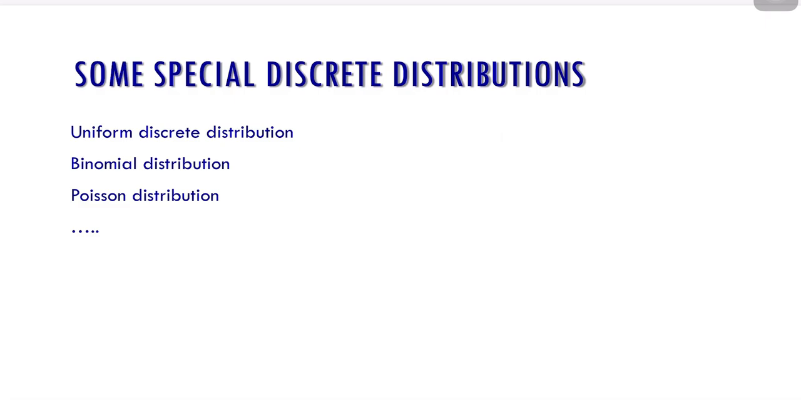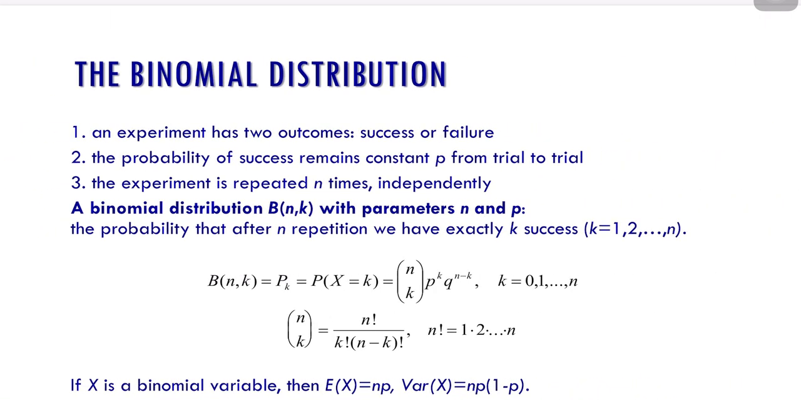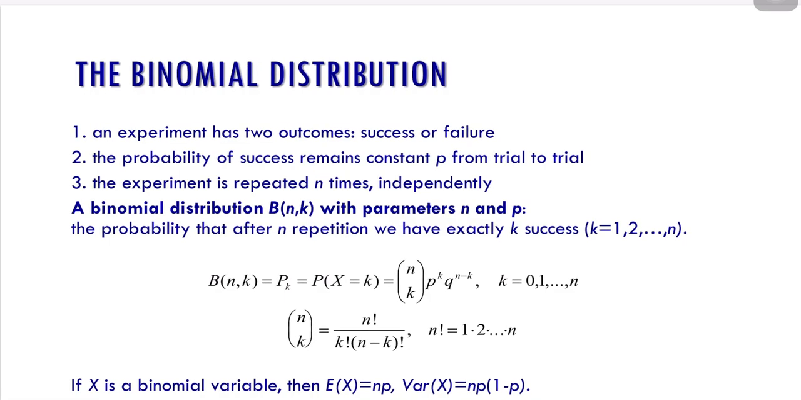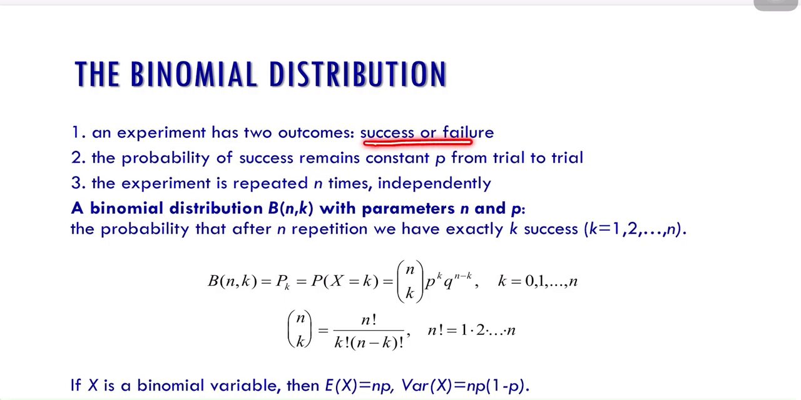We can classify discrete distributions into several types, such as the uniform, the binomial, and the Poisson distribution. In the binomial distribution, the experiment has two outcomes, and usually these outcomes are positive or negative, or success or failure.